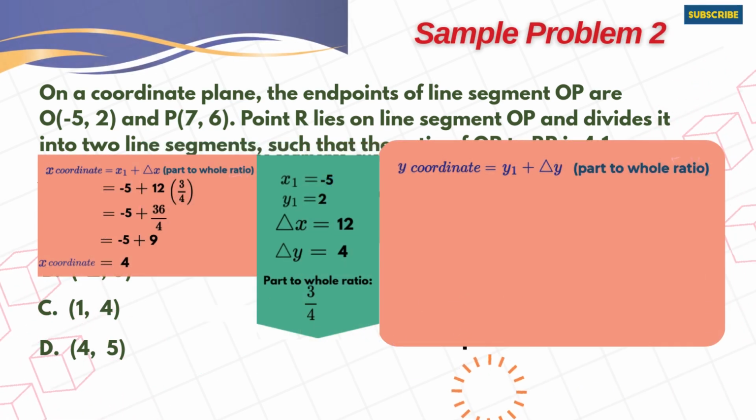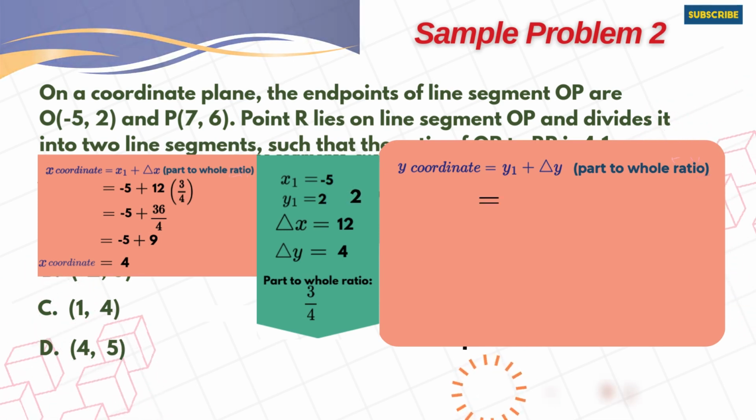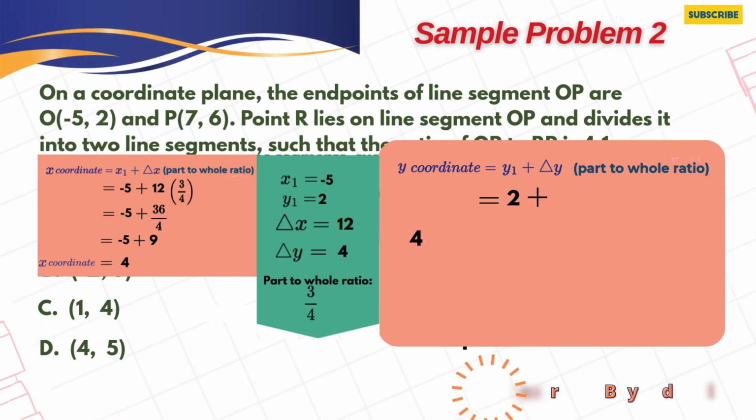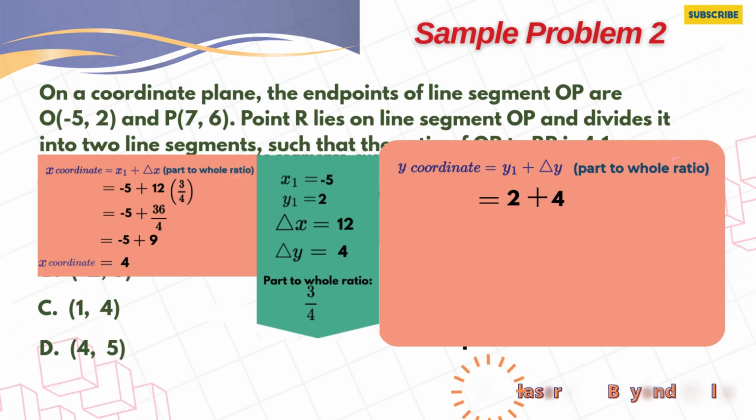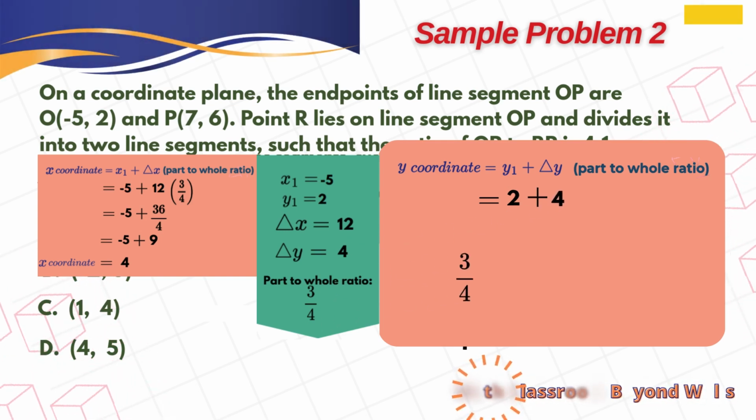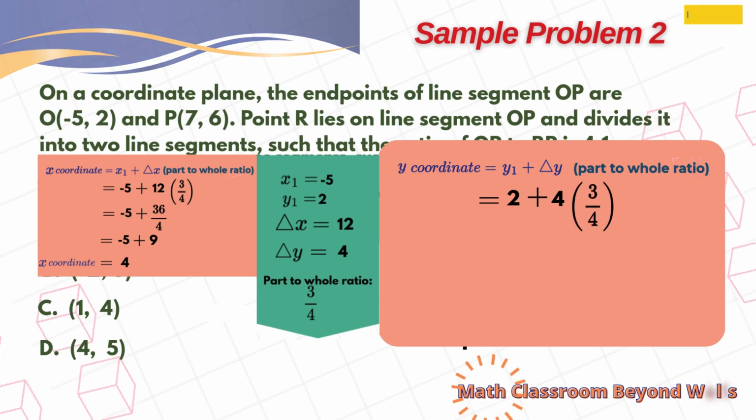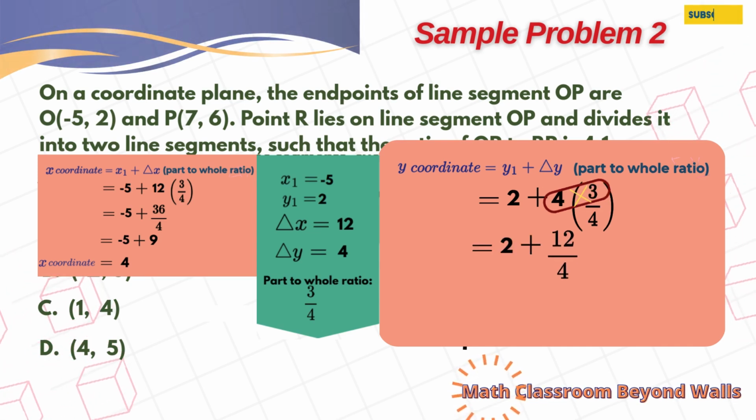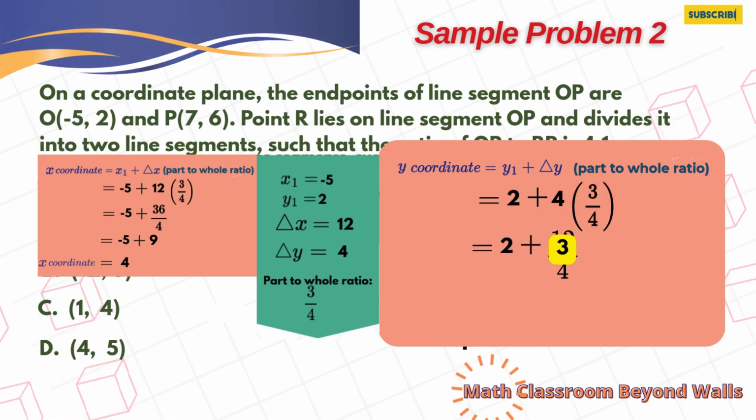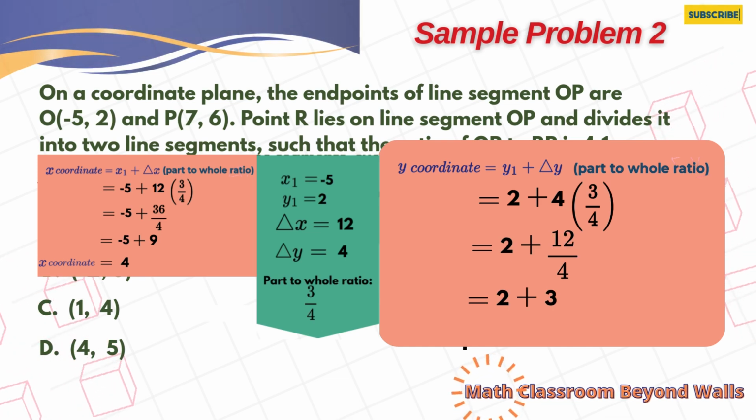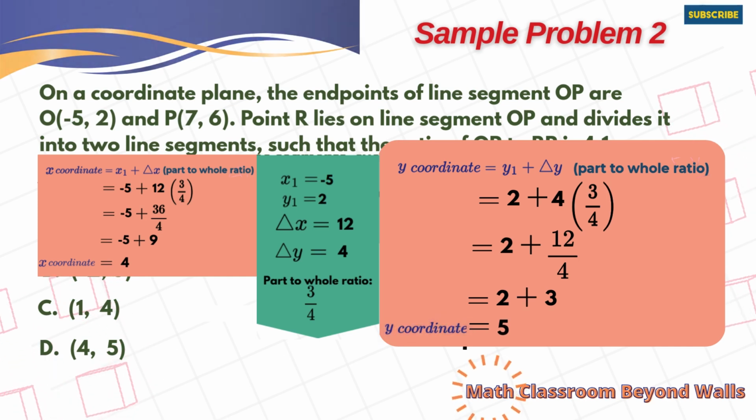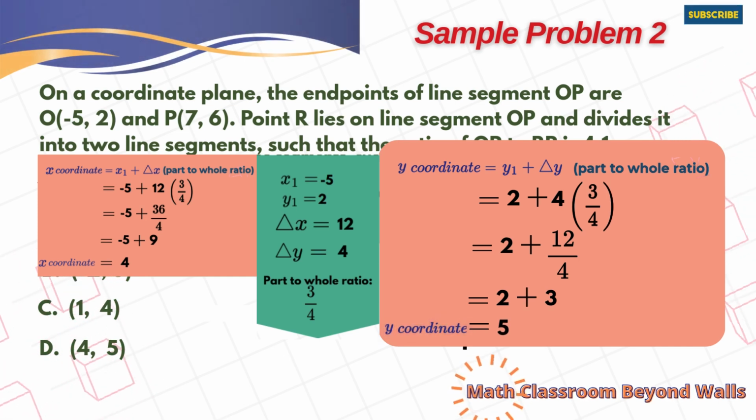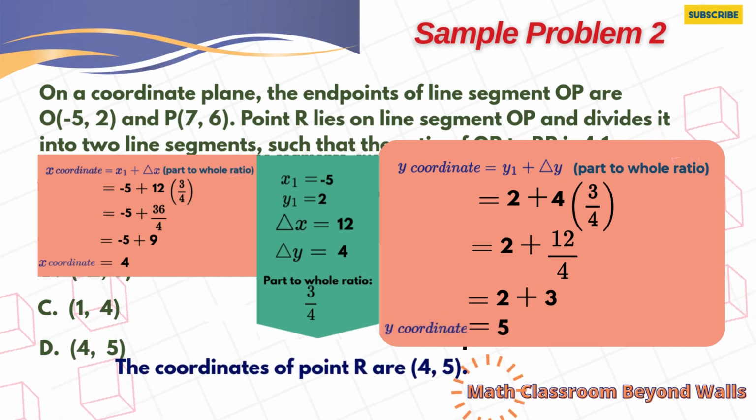Now, for the y-coordinate, we have 2 for y1. The change in y is 4. And the part-to-whole ratio is 3 over 4. Multiplying 4 and 3 gives 12. Dividing 12 by 4 gives 3. Adding 2 and 3 gives us 5. Thus, the y-coordinate is 5. Therefore, point R has the coordinates (4, 5).